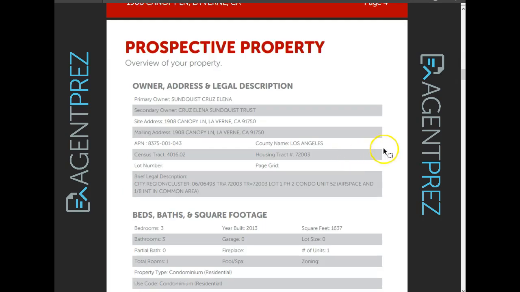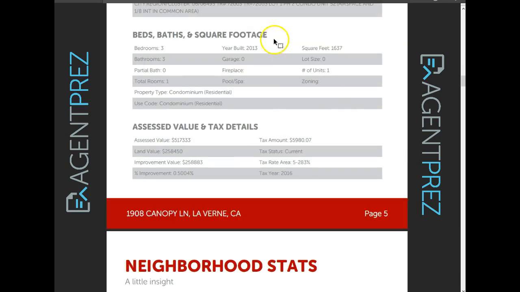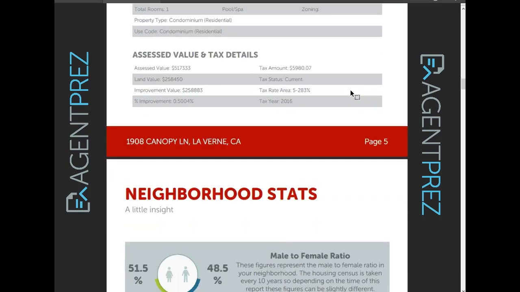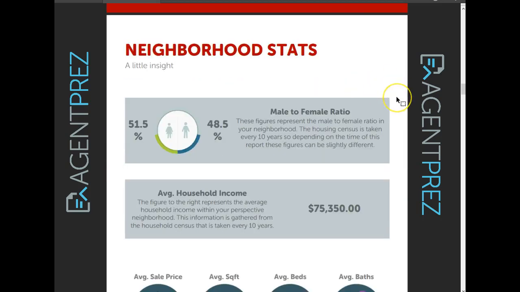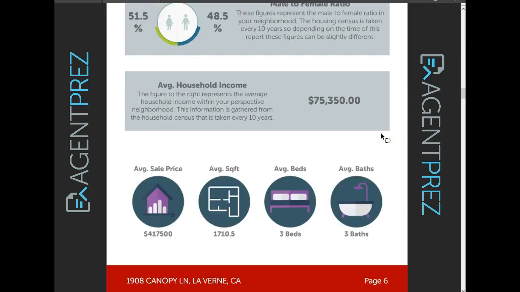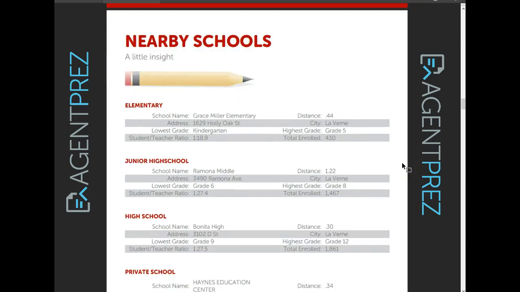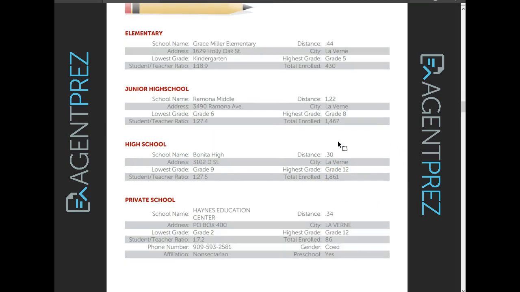Moving on to information about the prospective property, you get ownership information, mailing address, legal description, beds, baths, square footage, assessed value, and tax details. The neighborhood stats will show you the male to female ratio, average household income, the average sales price, square foot, beds, and baths. Nearby schools, right? These are in close proximity to the actual property. So you'll have these here.